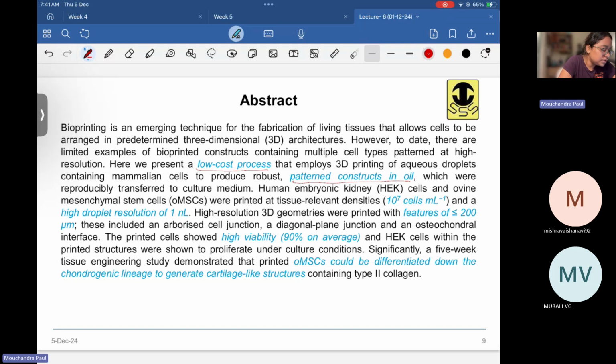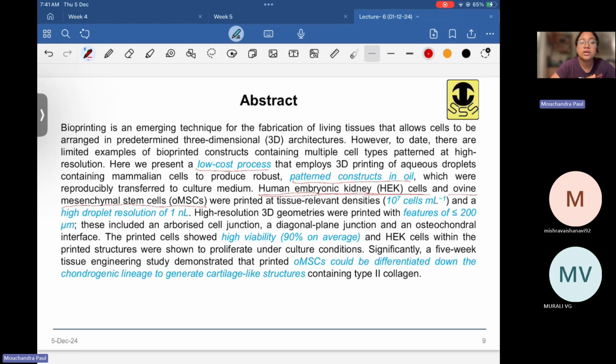They used HEK cells, which are human embryonic kidney cells. These are an immortalized cell line that they used in this paper. And also they used ovine mesenchymal stem cells. So they used two types of cells. Basically, they showed the use of two types of cells with their technique to show the robustness of their technique. And they were printed at relatively high densities.